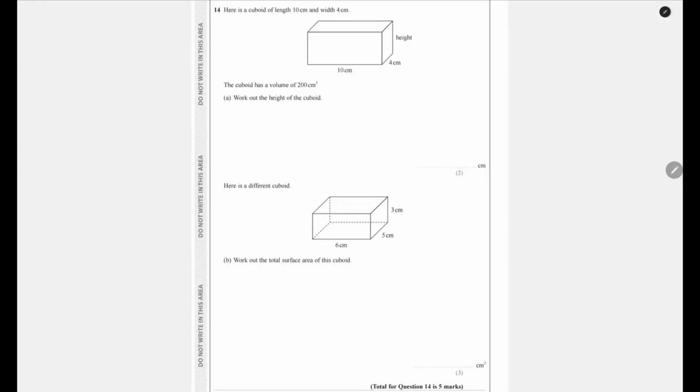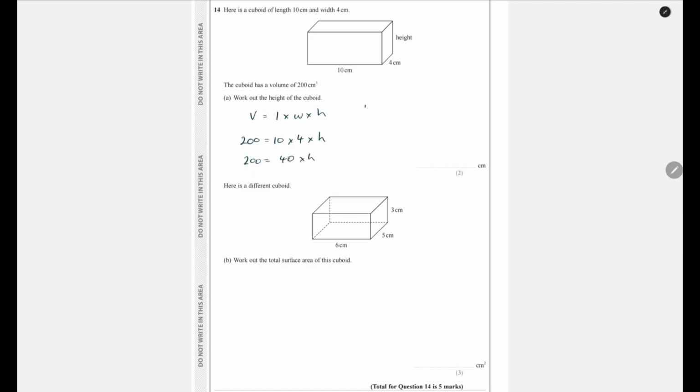Question 14 says, here is a cuboid of length 10 centimeters and width 4 centimeters. The cuboid has a volume of 200 centimeters cubed. Work out the height of the cuboid. Well, to work out the volume of a cuboid, we do length times width times height. We know that the volume is 200. We know that the length is 10, the width is 4, and the height is what we're trying to work out. So 10 times 4 is 40, so it's 200 is equal to 40 times h.